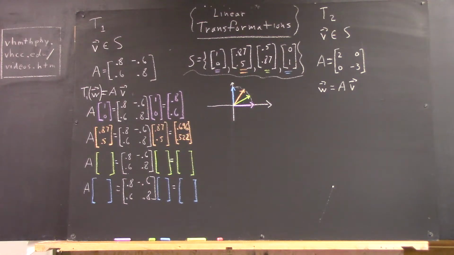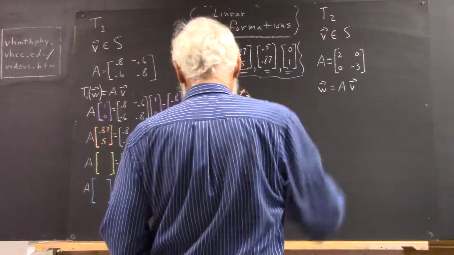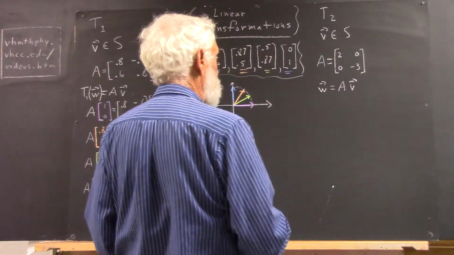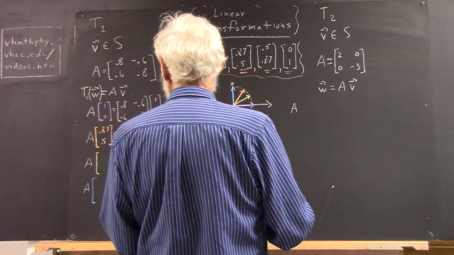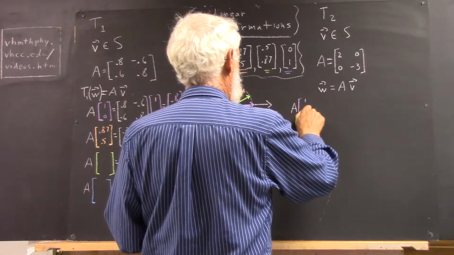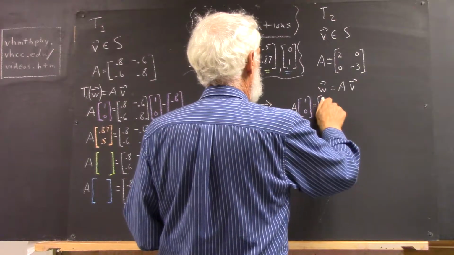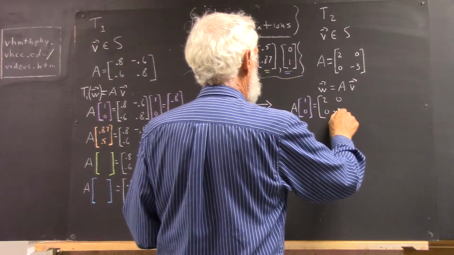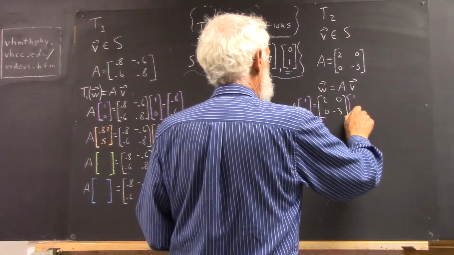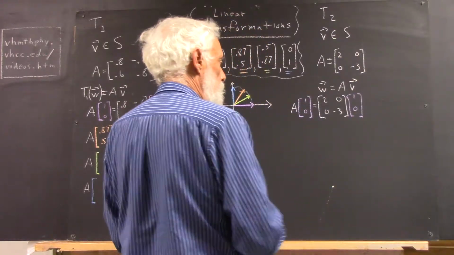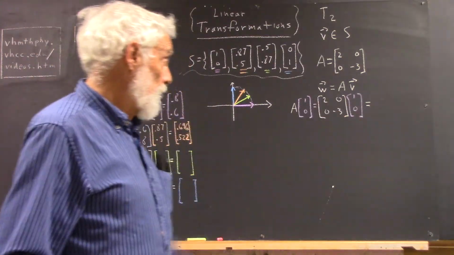Then we're going to come over here and do the same thing with this transformation. And of course, what are we going to have? We're going to have A multiplied by what? The vector 1, 0. Then that's going to equal what? It's going to equal 2, 0, 0, negative 3 multiplied by 1, 0. And what's that going to equal? Well, you can easily see what that's going to equal.